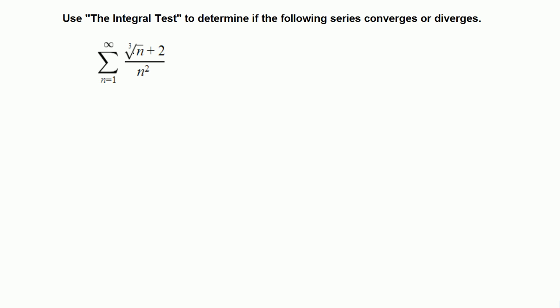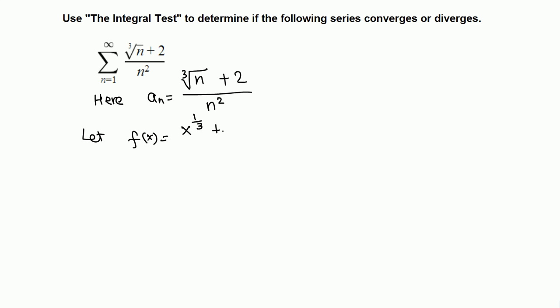In this question, for this series, we are using the integral test to determine if it is a convergent or divergent series. For that, this is the general term. So here we got the generic term, a_n is the cube root of n plus 2 over n squared. Then we let the corresponding function just replace n by x. So cube root of n means cube root of x. Let me write it this way: x raised to 1/3, same thing, plus 2 over x squared.